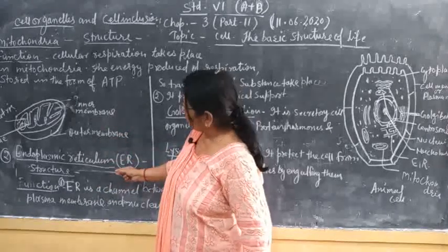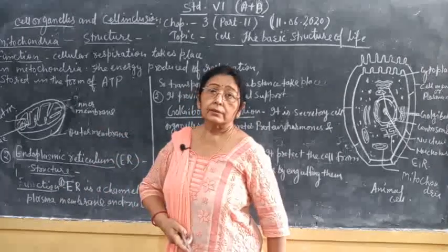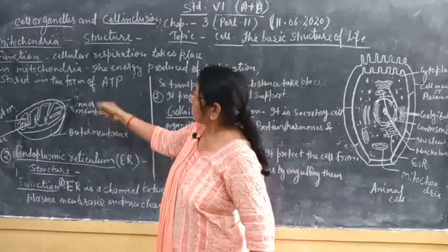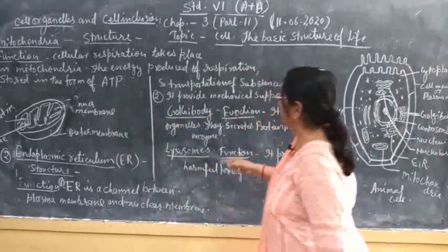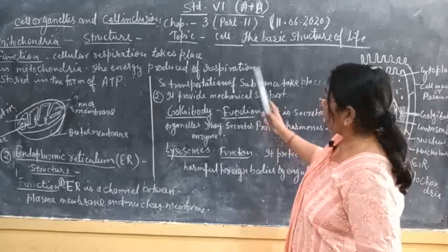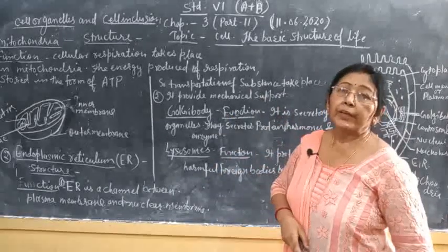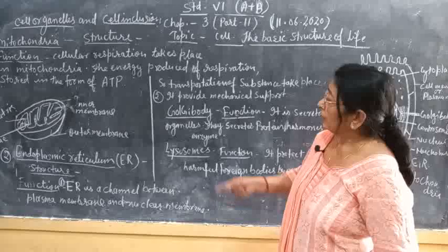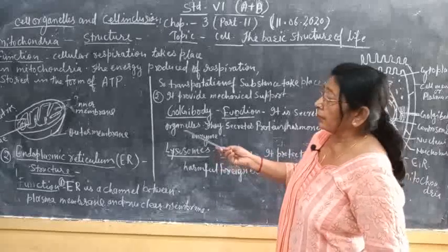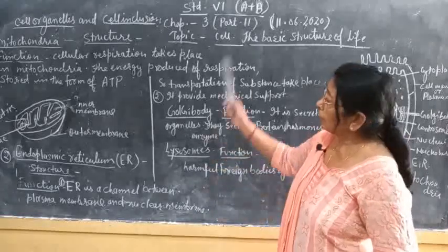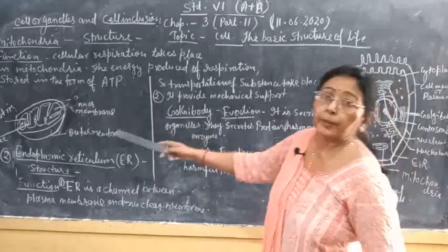All organelles, mitochondria, endoplasmic reticulum, lysosome, Golgi body, are membrane bounded. If they were not membrane bounded, they would collapse. So all cell organelles are membrane bounded.